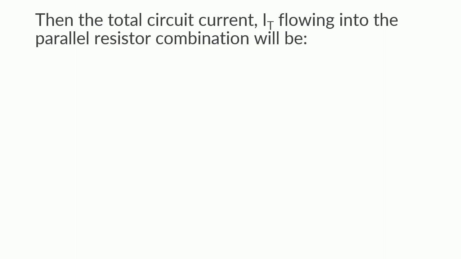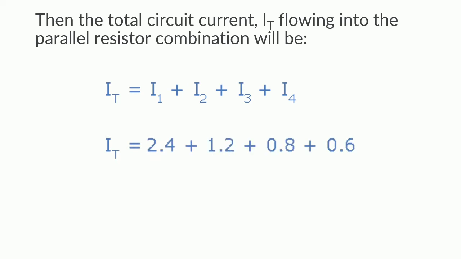Then, the total current flowing into the parallel resistor combination will be I sub T equals I sub 1 plus I sub 2 plus I sub 3 plus I sub 4 using Kirchhoff's current law. So we substitute the values: 2.4 plus 1.2 plus 0.8 plus 0.6 equals 5 amps or 5 ampere.